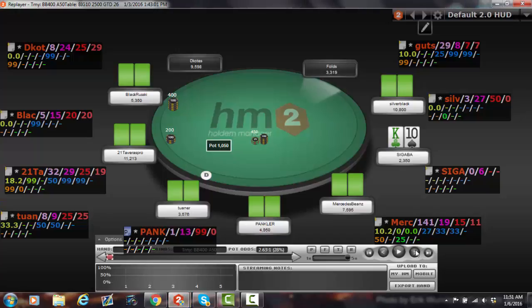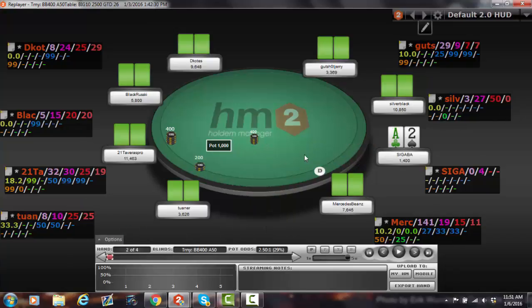Okay, we'll go on to another one. So that's what hero does. Hero shoves. Doesn't look like it works out too well, but ideally, in the long run, you'll make more money shoving here than you will by folding. Okay, so we'll go on to the next hand.